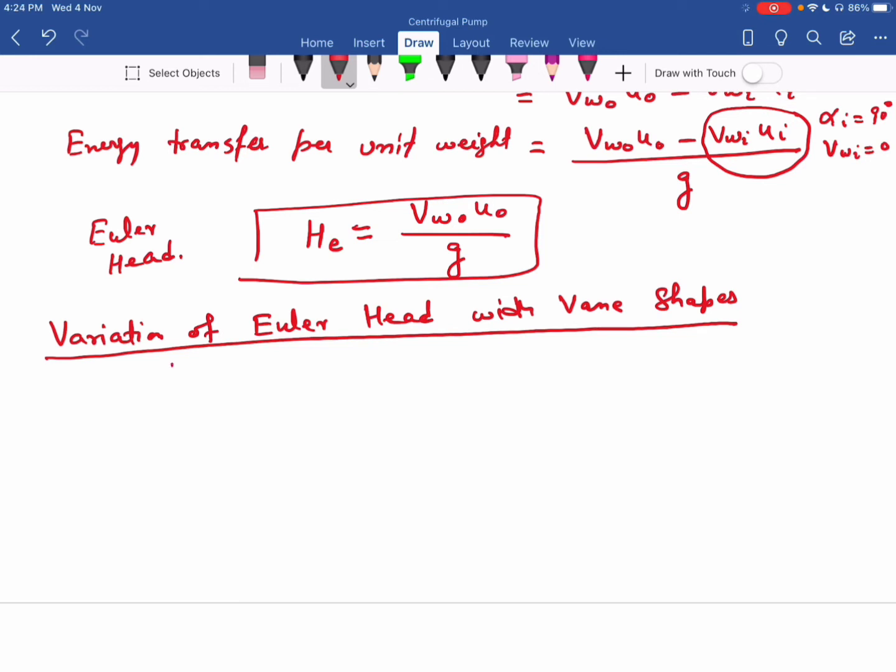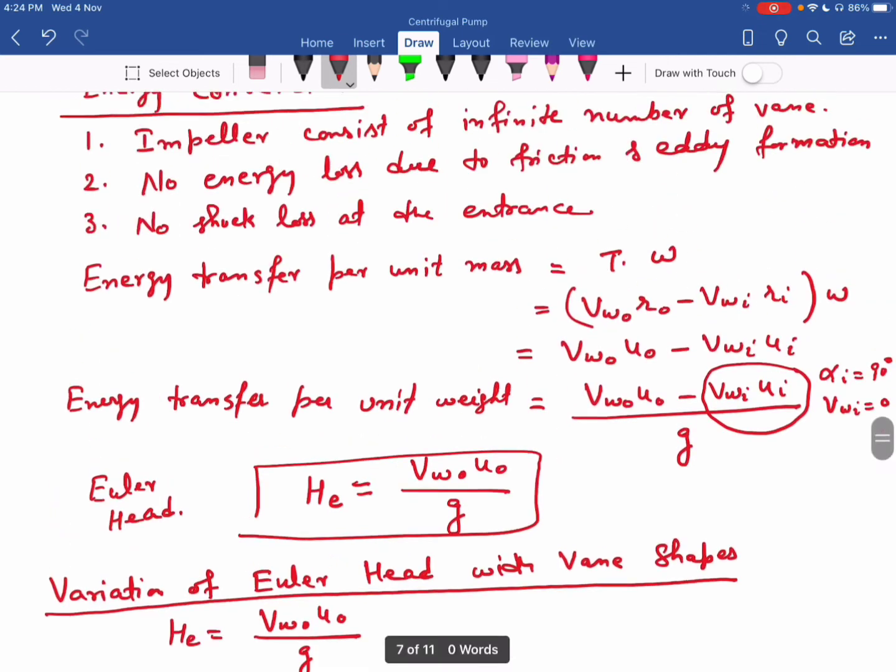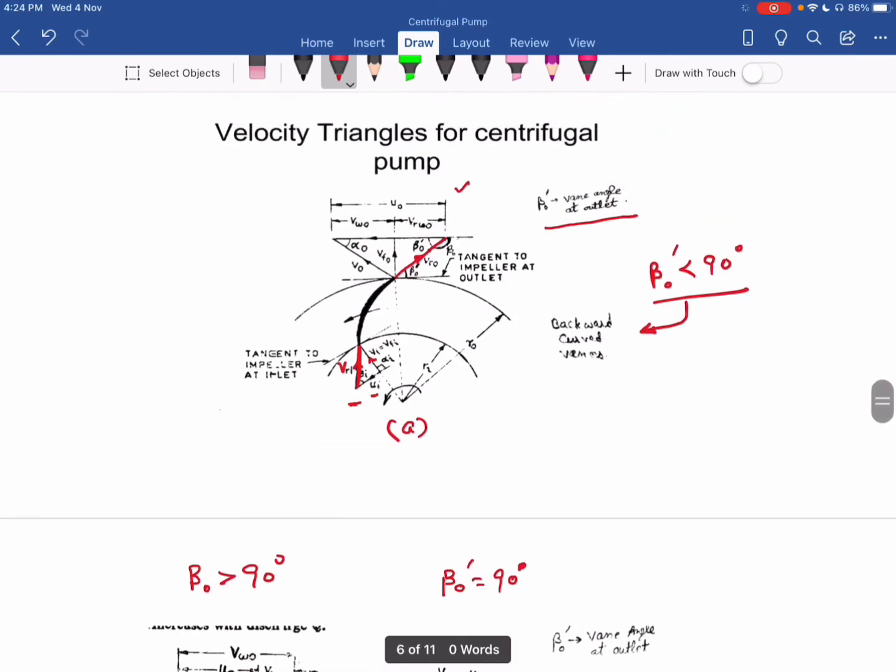So my Euler head is VWO divided by G. Now you can see from figure A, when my angle beta O dash is less than 90 degrees, say for this case, I can write VWO. So VWO is equal to UO minus VRWO.